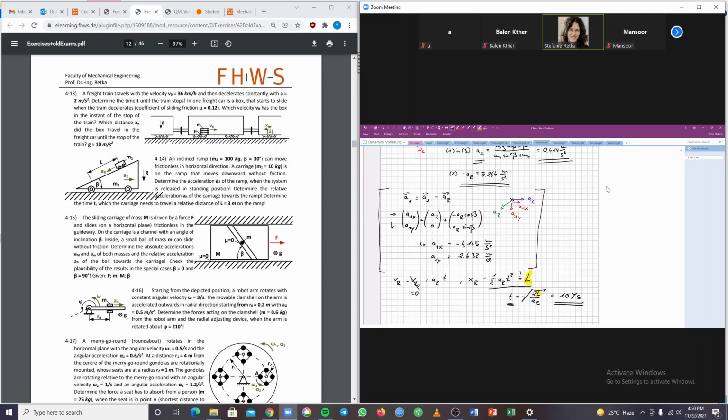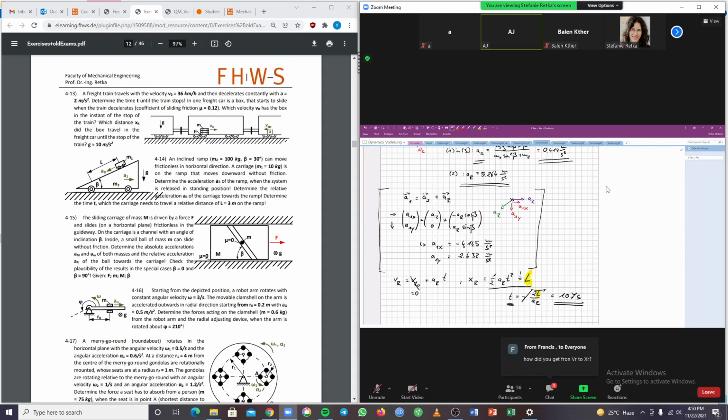Professor, I also have a question. In this question, the word relative was used, so it was easy to understand. But had the word relative not been used, would we have used the absolute acceleration, which is a1, or still the relative one? Well, in this problem, the acceleration relative to the ramp was asked for. So we wouldn't have been able to compute the absolute acceleration.